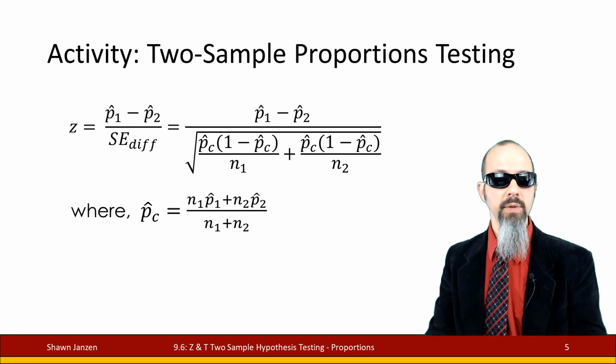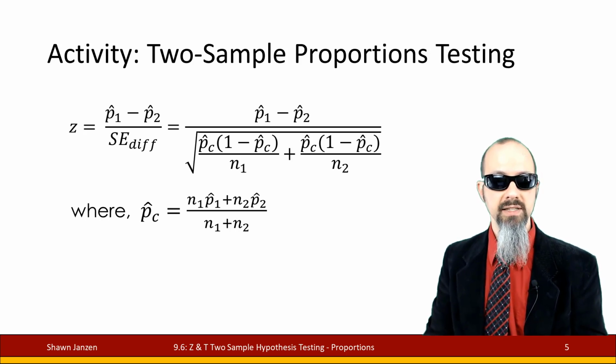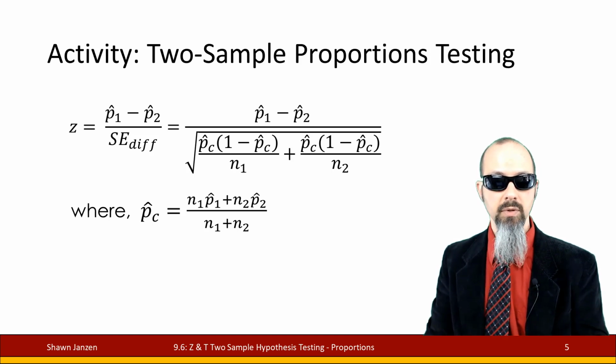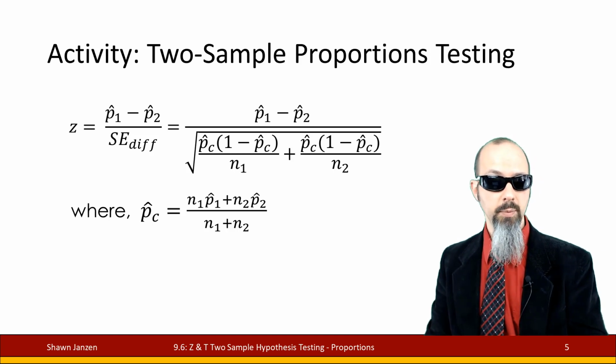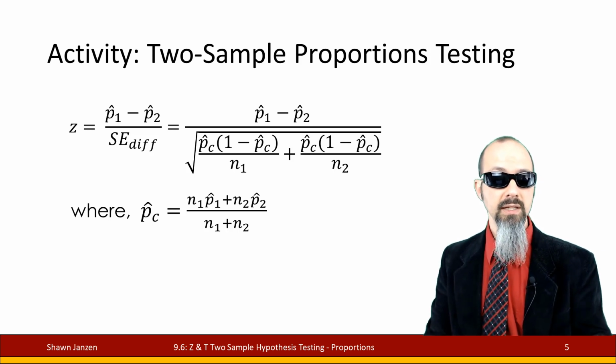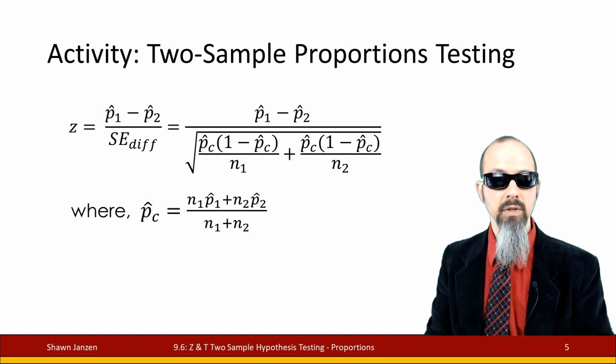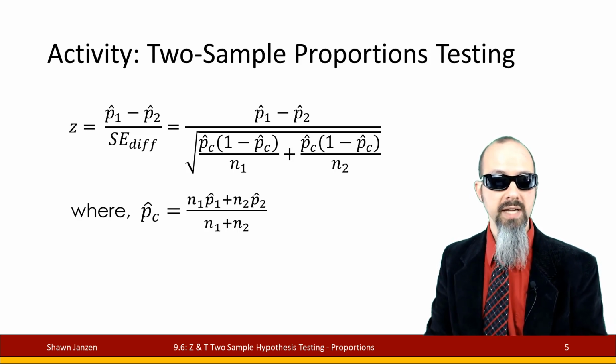And here is the formula for the two-sample proportions testing. Note it's very similar to what we had before with the one sample, except instead of having the population proportion being subtracted from the sample proportion, we have the proportion of group 1 minus the proportion of group 2 in the numerator. In the denominator, where we have the standard error of the difference, this again looks similar to the one sample, except underneath that square root sign, we have a separate term for each group.